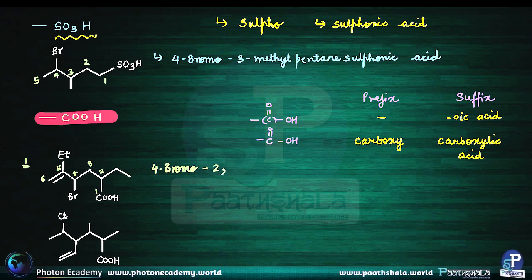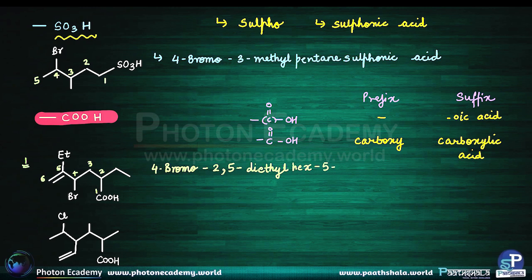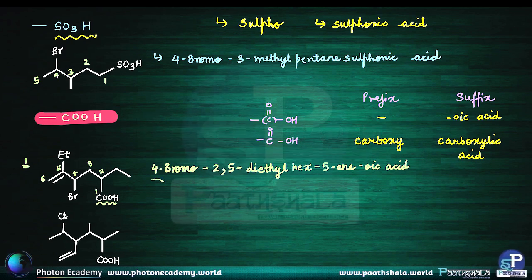2,5 diethyl hex. At 5 we have a double bond, so 5-ene, and then we have COOH group present, so we call it oic acid or 1-oic acid. So this is the name of the compound: 4-bromo 2,5 diethyl hex 5-ene oic acid. So this is the name of the compound.